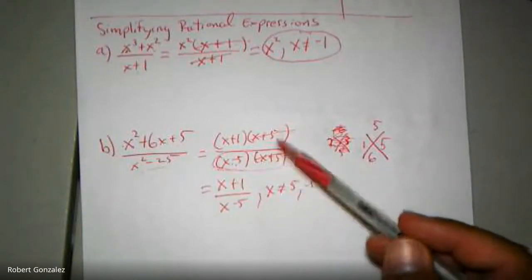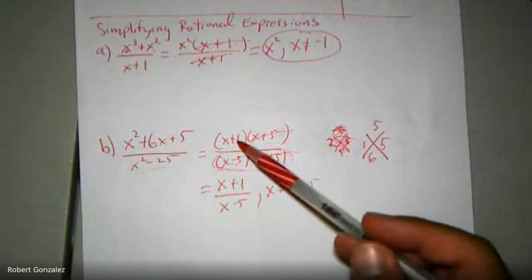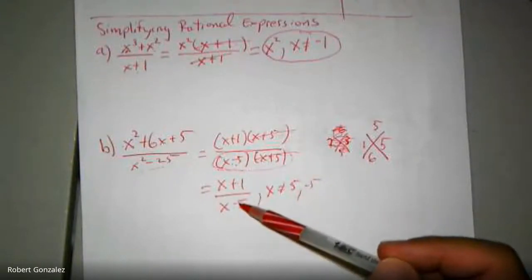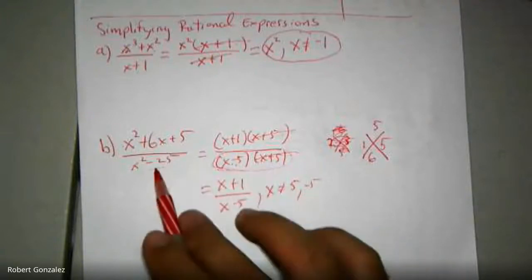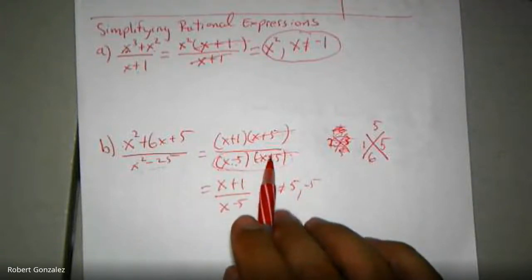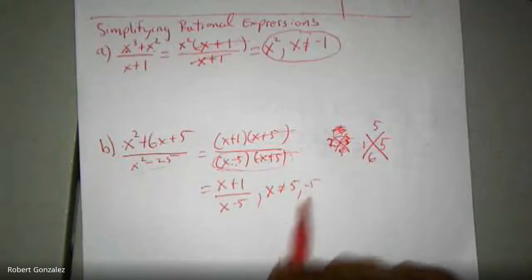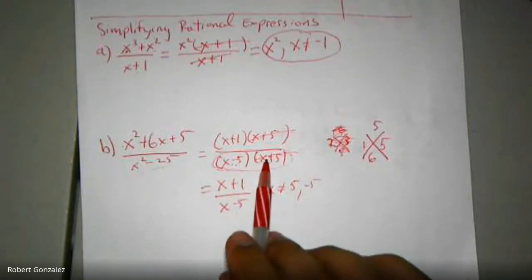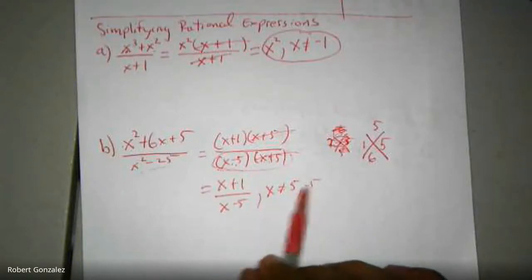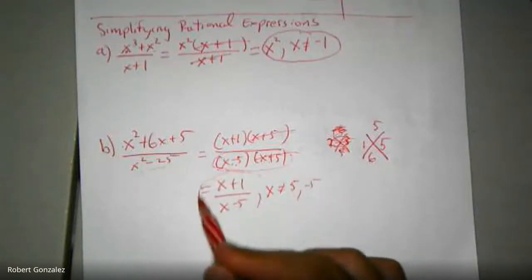So let me review what we did. The x plus 5s cancel out, leaving you with x plus 1 over x minus 5. I have to look back at my original problems before canceling to see what x can't equal. I can't just look here because I have to look at what canceled out. So x cannot be -5 and it cannot be 5.